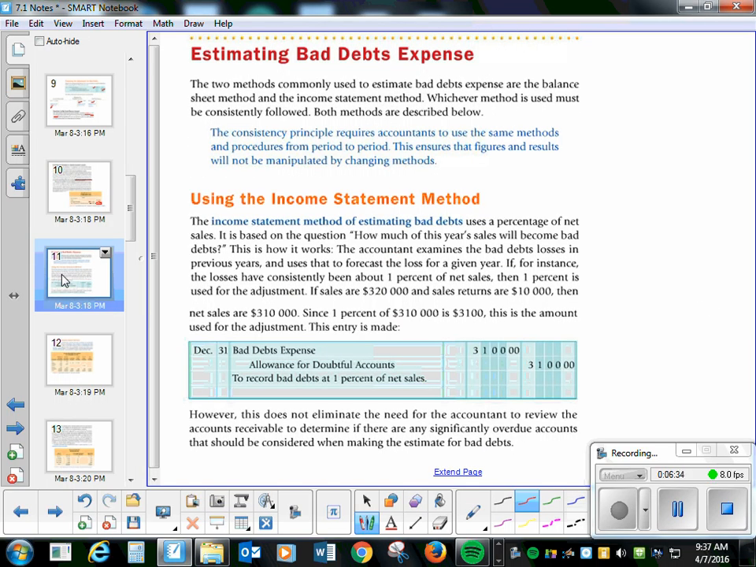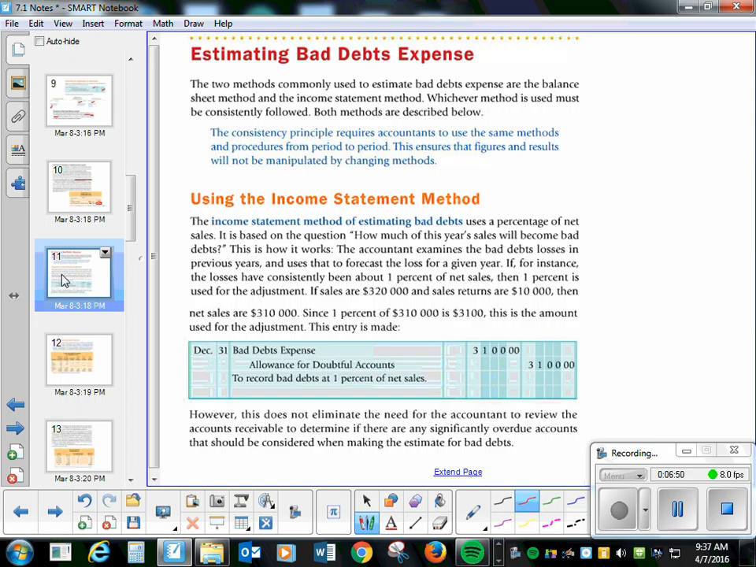There are two methods commonly used to estimate the bad debts expense: the balance sheet method and the income statement method. Whichever method is used must be consistently followed because we have a principle that tells us we need to keep consistent with the methods that we're using.